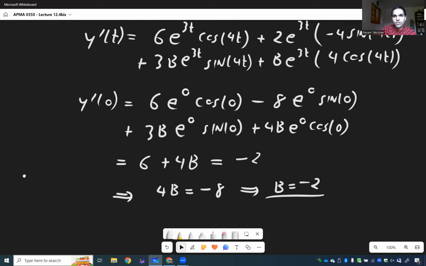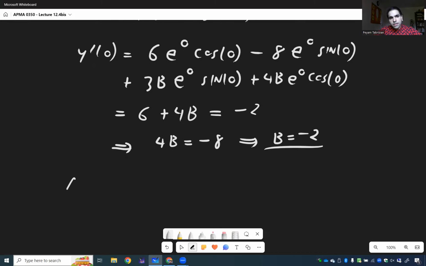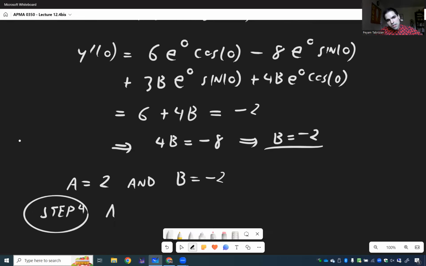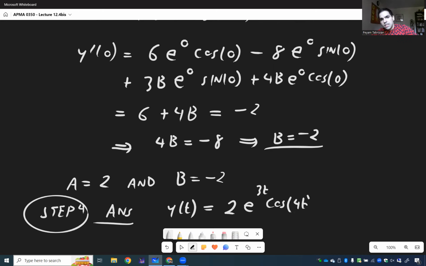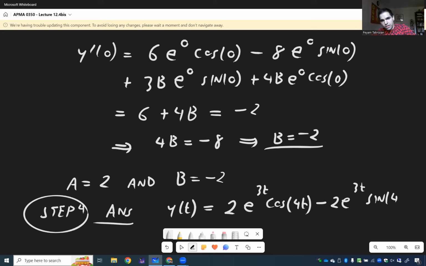And therefore, what is our solution in this case? So a was 2 and b was minus 2. No, it unsubscribed. Minus 2. And so our answer is y of t equals 2 e to the 3t cosine of 4t minus 2 e to the 3t sine of 4t.